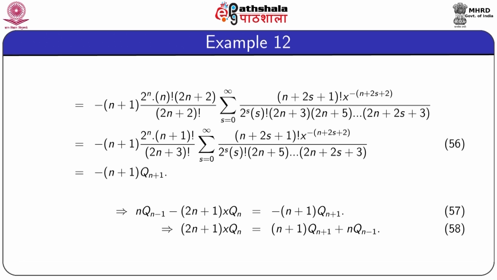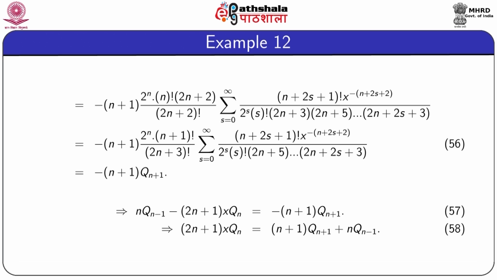If we simplify it further, we will get equation 56, which is minus of (n plus 1) 2 to the power n (n plus 1) factorial divided by (2n plus 3) factorial, multiplied by summation s equal to 0 to infinity (n plus 2s plus 1) factorial x to the power minus n plus 2s plus 2, divided by 2 to the power s s factorial (2n plus 5) dot dot dot (2n plus 2s plus 3), and which is equal to minus of (n plus 1) q n plus 1, which we can get from result 1.